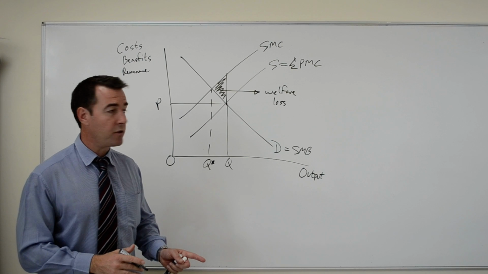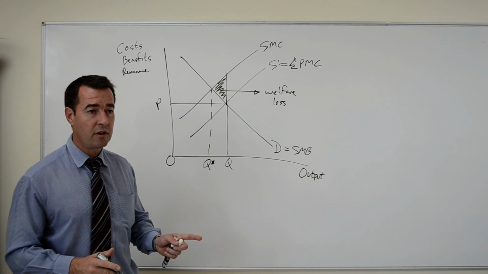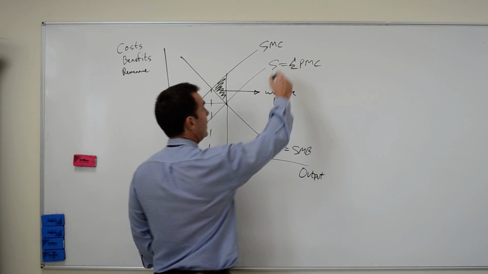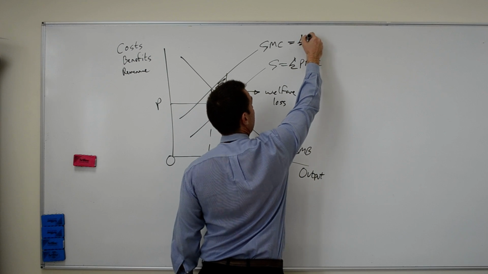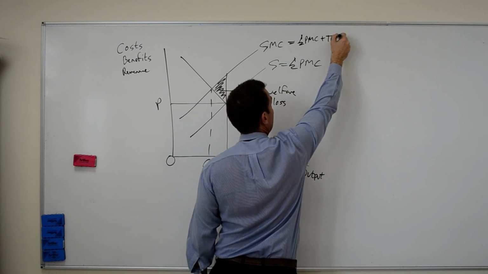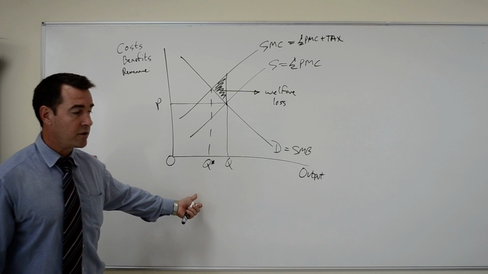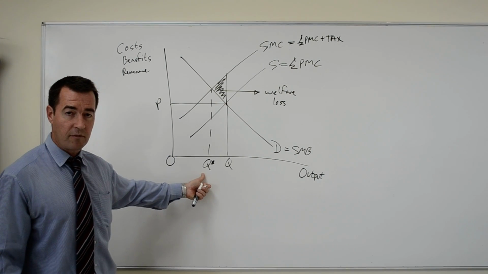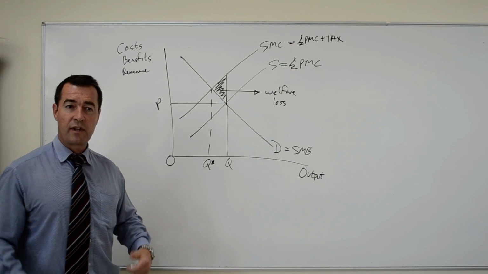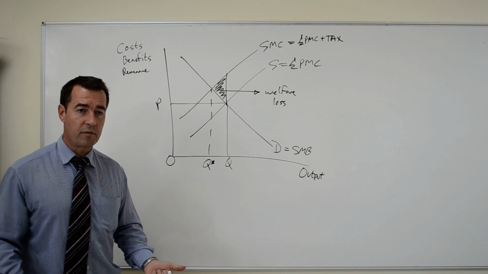If we can impose a pollution tax equal to the pollution, well then we end up with this situation. SMC equals sigma PMC plus tax. And this means that we move back to the optimum output level. So that's what happens under conditions of perfect competition.